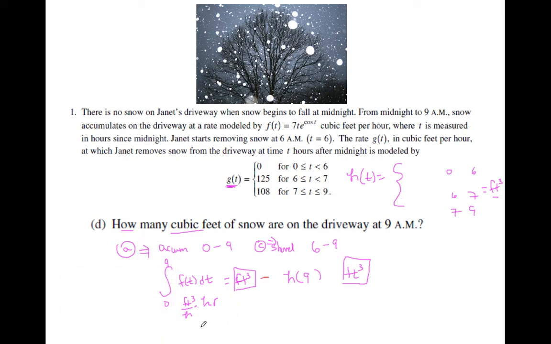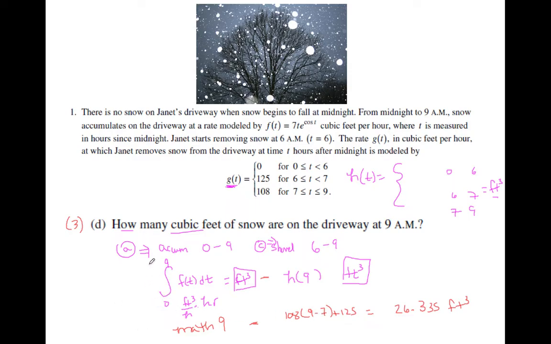Now that would be integrating this function, but wait a second, what did you just do in part C? So I thought about part A on how to get this one, and then I thought about part C on how to get this one. I have a rule. H of t tells me how much snow was shoveled from 0 to 6, 6 to 7, and 7 to 9. So what do I want to do here? I could integrate this, but no. I've already got a rule that gives me cubic feet. If I integrate this, it's cubic feet per hour times hours, so this will give me cubic feet. But my H function gives me cubic feet.